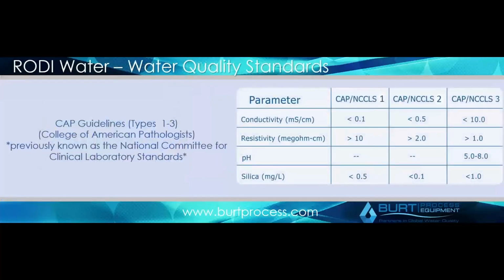A less commonly used one, but still available, is the CAP guidelines. These are CAP 1, 2, 3. This used to be known as the NCCLS standards, National Committee for Clinical Laboratory Standards. There is a little more detail than what I'm showing here, but in general, these were very similar to the ASTM standards. They just have a little bit of different water quality. You do see these very commonly utilized in places like colleges, for example. They tend to show up quite a bit.